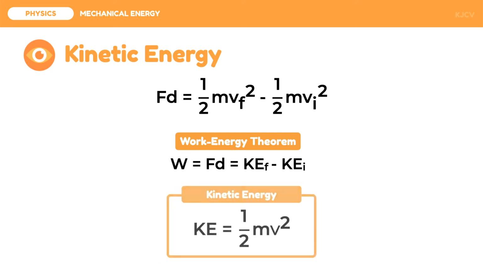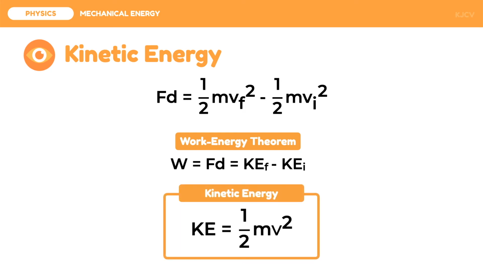This means that half of the product of an object's mass and the square of its velocity at a certain time is the object's kinetic energy at a certain time. This equation reveals that the kinetic energy of an object is directly proportional to the square of its speed.